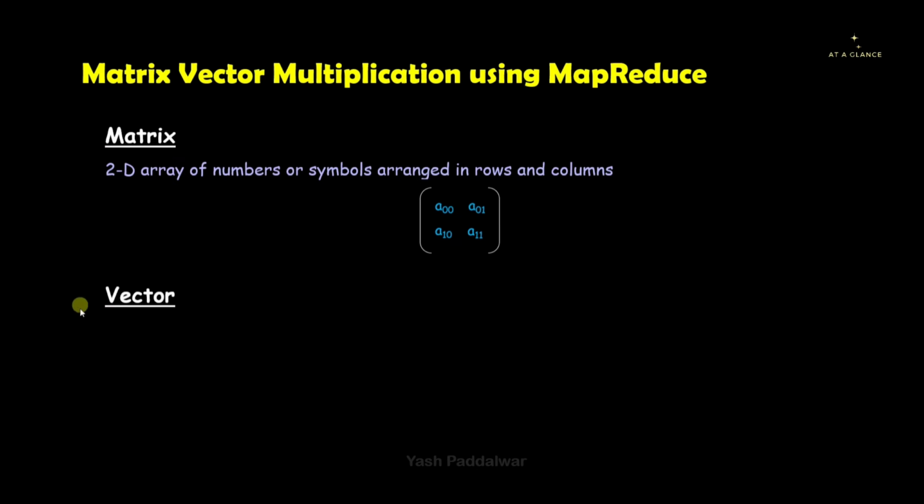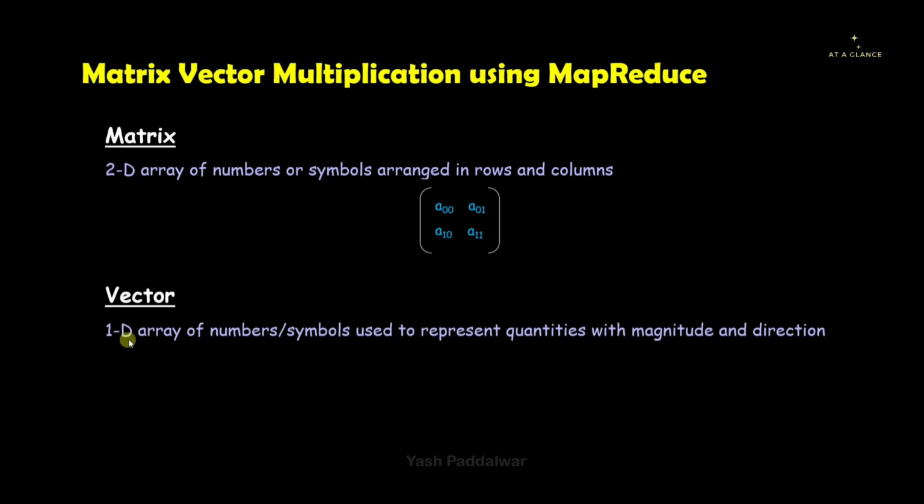In the previous video, we saw two matrices getting multiplied. Now let's have a look at the definition of what exactly a vector is. A vector is a one-dimensional array of numbers or symbols which are used to represent quantities with magnitude and direction. The major difference is that a matrix is of two dimensions and a vector is of one dimension only, which has a set of values.